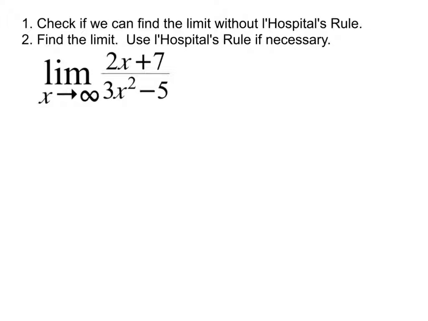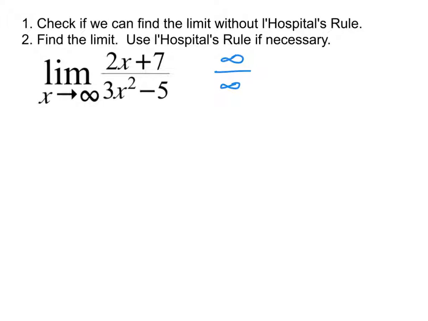Well, if we do that, on the top, I end up doing 2 times infinity. What does 2 times infinity equal? Infinity. Infinity is weird to work with, as you're going to see here. But 2 times infinity is infinity, and infinity plus 7 is still infinity. So the top here really just equals infinity. On the bottom, infinity squared is infinity. Infinity times 3 is infinity. Infinity minus 5 is infinity. So the bottom is infinity as well.